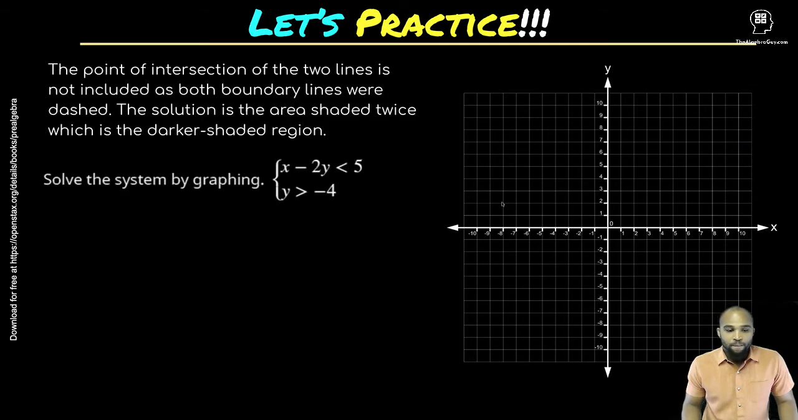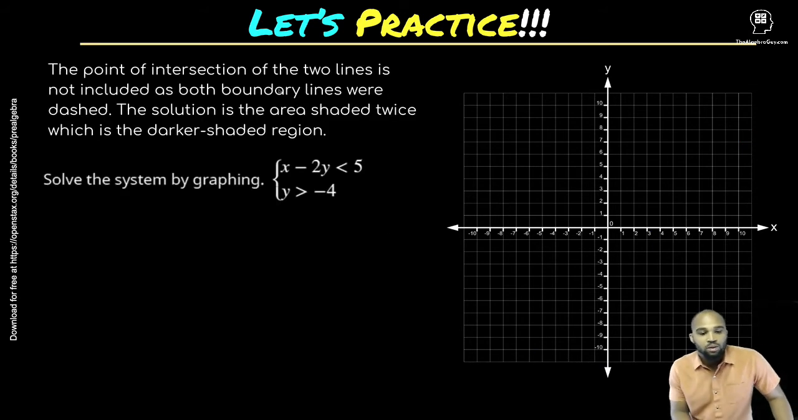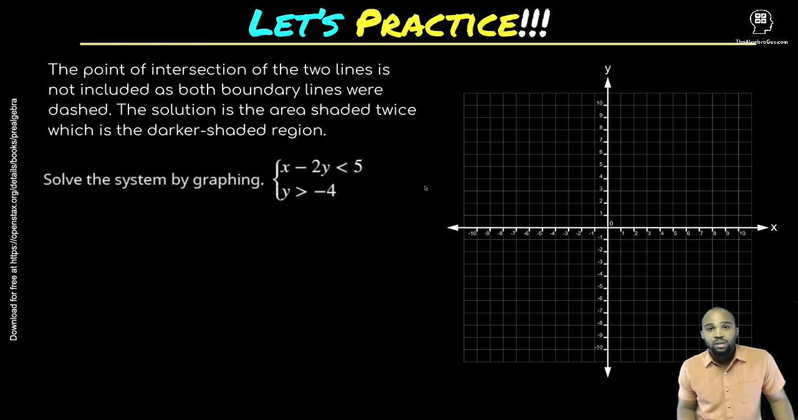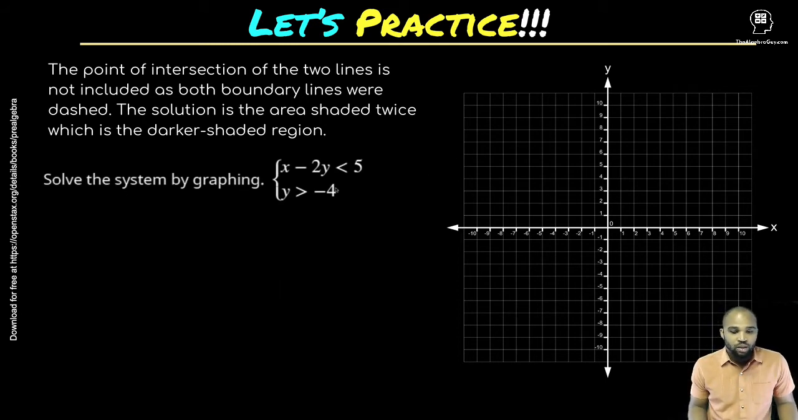So any point you take there will be a solution in that solution set. All right, the point of intersection of two lines is not included as both boundary lines are dashed lines. This is what we talked about before. So if two dotted lines cross, you can't include that point because the dotted line itself means not equal to. So we can't say, oh, they're equal to at that point. Let's graph this one and see what this one looks like.